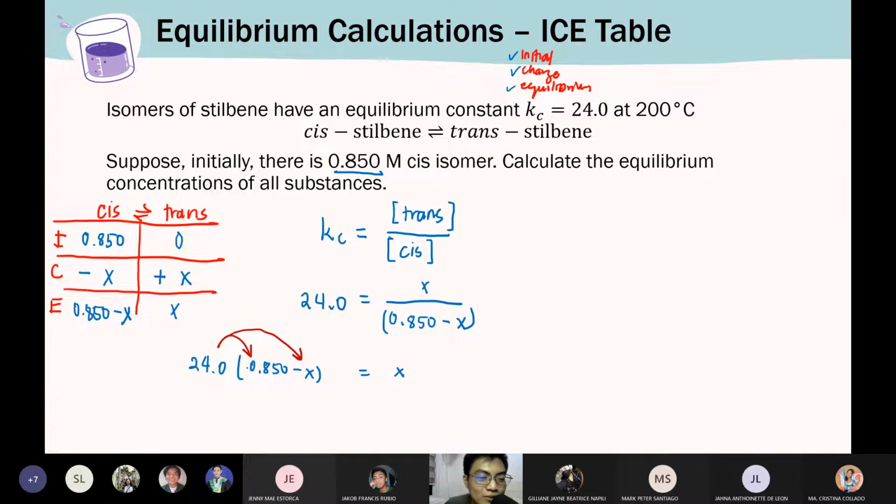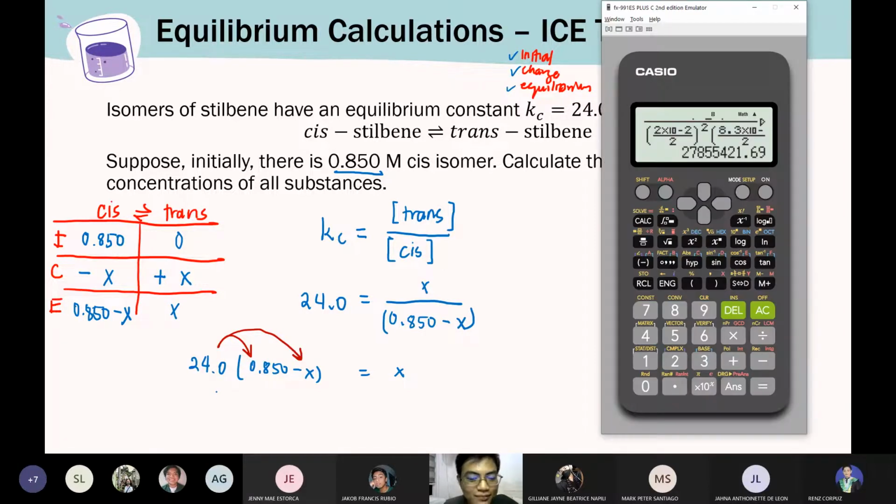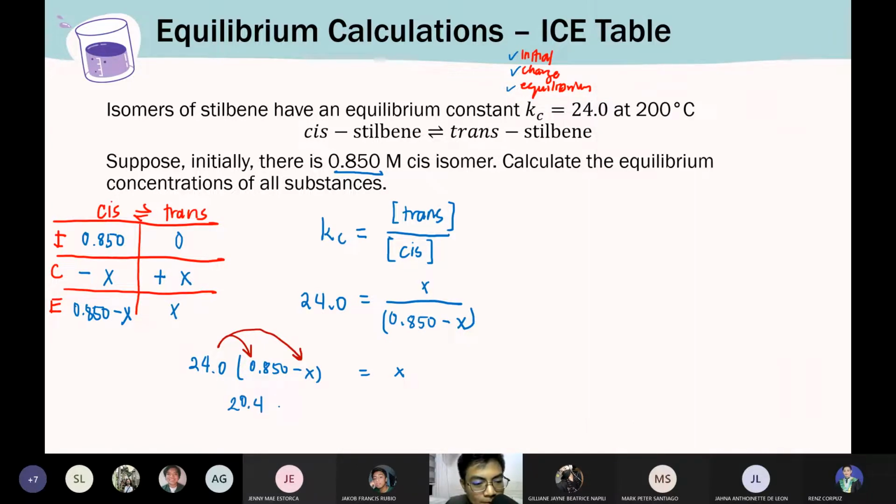Ayan na. So, distribute mo yan. So, calculate ko lang. So, 24 times 0.85. That's 20.4. Okay. Minus 24 times x, edi 24x. Okay. And then, ano susunod? Yung 24x, lipat mo on the other side. Okay? Lipat mo to the other side. So that will become 20.4 equals 24x plus x.